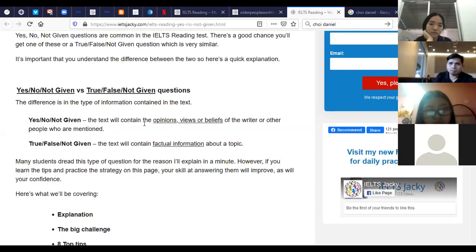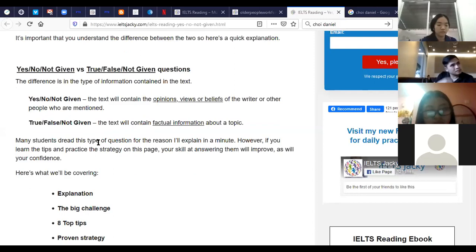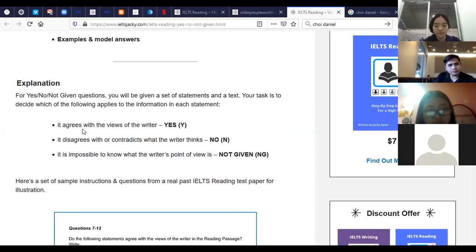So in yes, no, not given, we talk about opinions or views or beliefs of the writer. In questions, you will see this structure right here. If it is yes, the sentence agrees with the views of the writer. That's what yes means. So yes doesn't mean that the sentence has the same meaning as the one in the text, but it agrees with what the writer thinks. No means disagree. And not given means it is impossible to know, like we can never guess what the writer thinks. So again, remember.